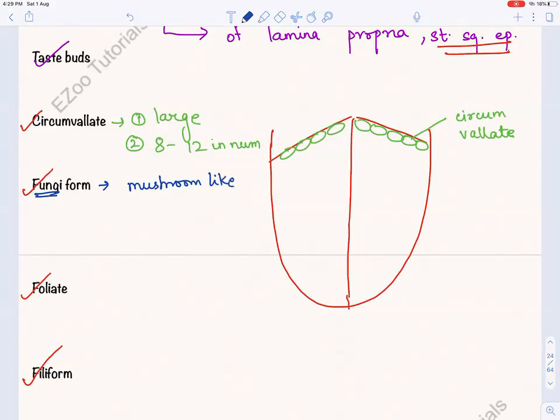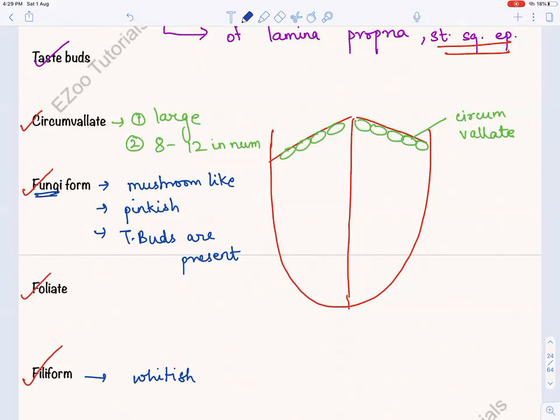Okay, it's mushroom-like, and it is pinkish in color. Why am I telling you the color? Because the filiform is whitish in color. Fungiform is pinkish in color, and taste buds are present on the fungiform. Okay, these are the few things that you have to remember.